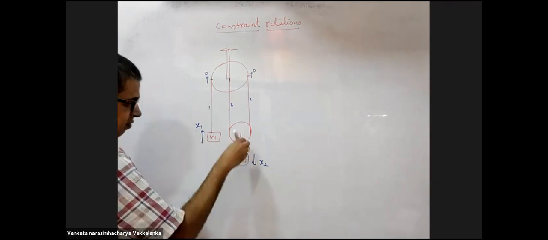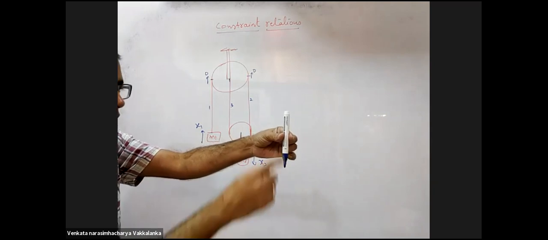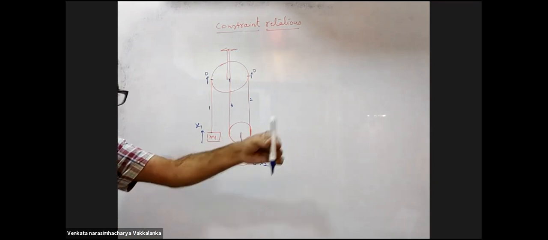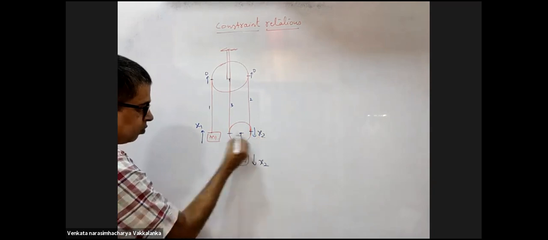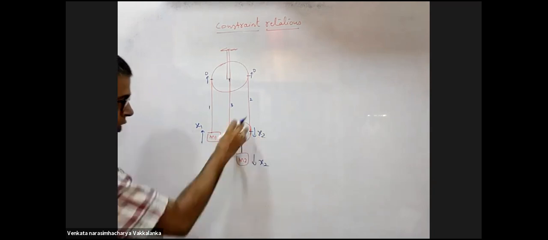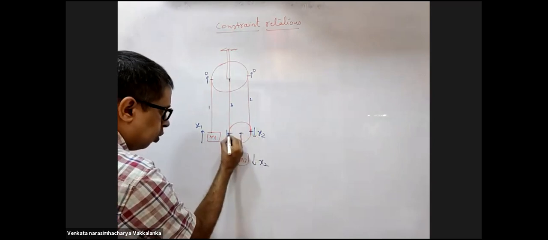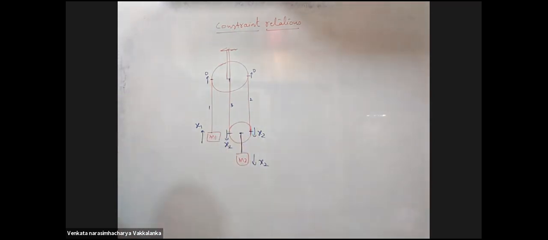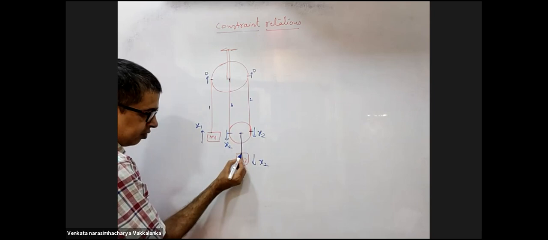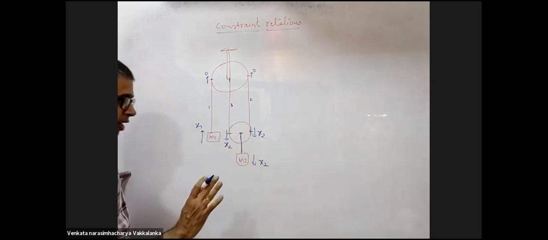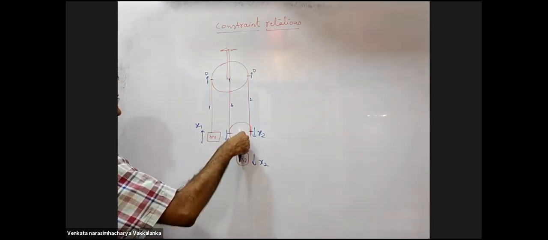See, this length of the segment will remain constant. It is one single string. Lower end moves down by x2, upper end will move down by x2. Do you agree with that? Yes. Upper end is going down by x2, the whole of the pulley is going down by x2. So both the end points will go down by x2. And how did you define x2? Because of this end. Lower end is going by x2, upper end will go down by x2. This length of the string should remain constant.